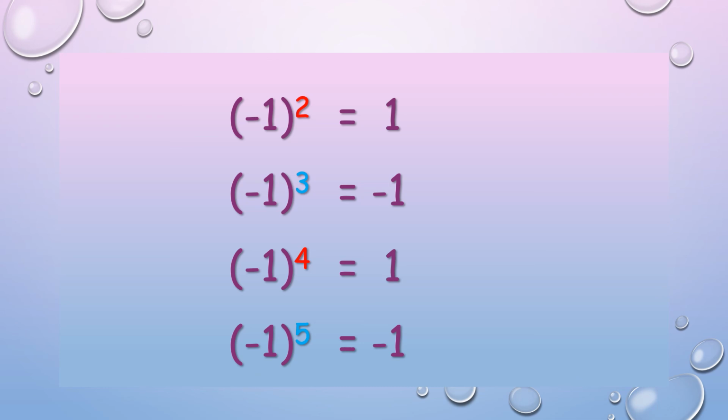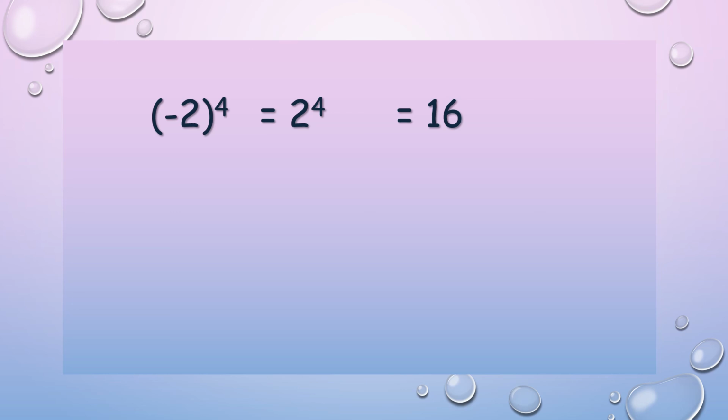Let's see. Negative 2 to the power 4. That means the answer is positive. Why? The power is 4, an even number. Then you can get the answer by 2 to the power 4. That means negative 2 to the power 4 is equal to 2 to the power 4. You can check it by expanding this.